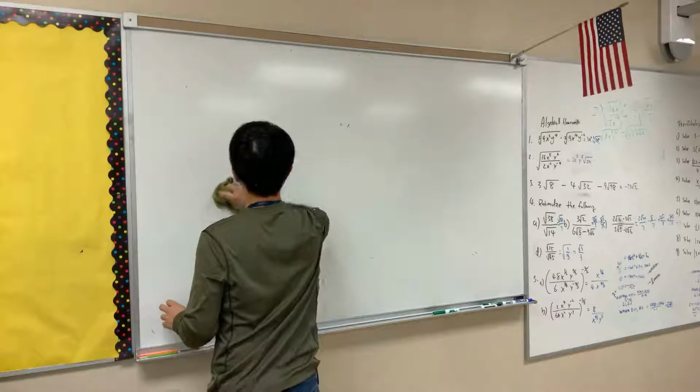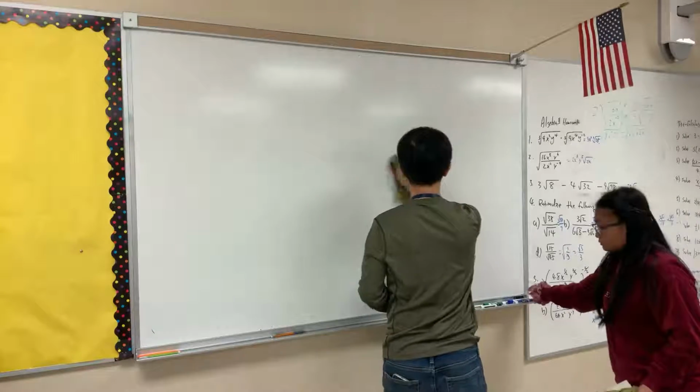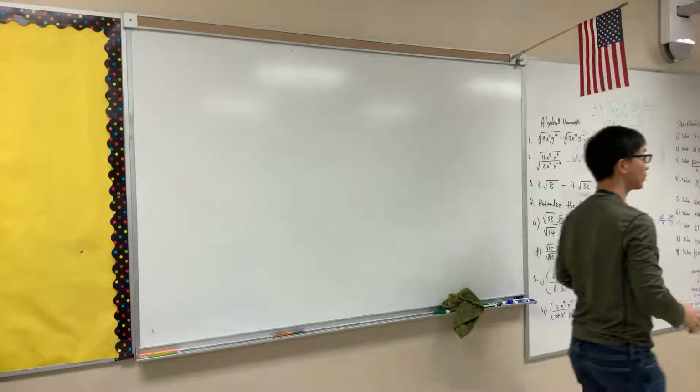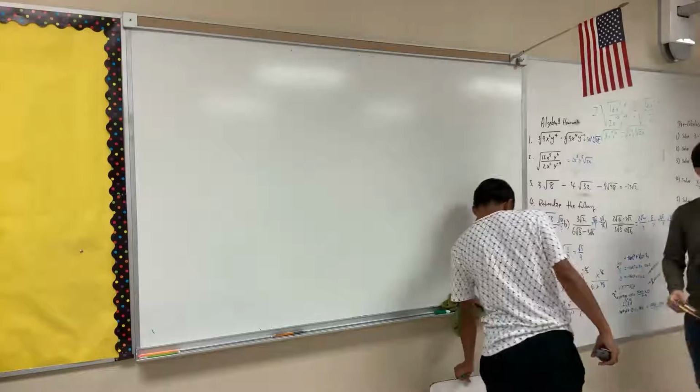No, I'm not canceling out. I'm just changing it. Here, I'm just making it. What's 18 times 2? 36. Yeah, 36. All right. Have a seat.